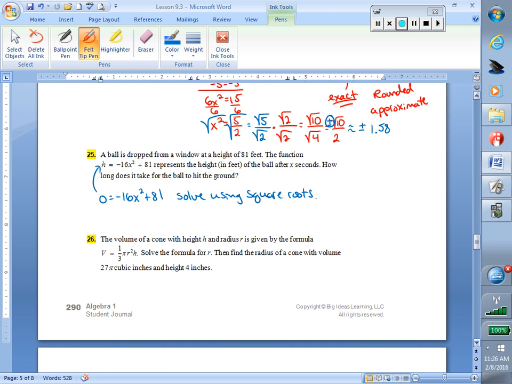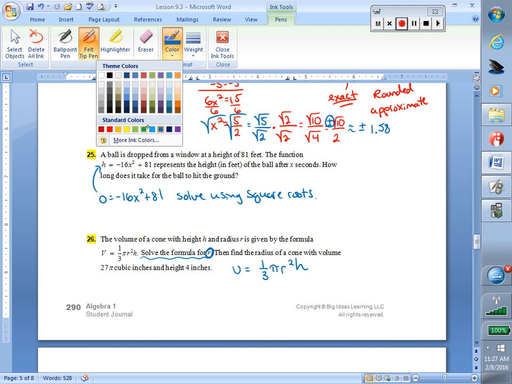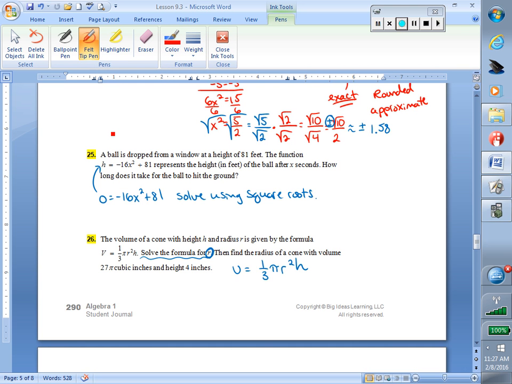Last but not least, 26. I just want to go through this piece with you of how to solve it for R. Solving a formula or an equation for a variable is something that we haven't done in a while. So if you want to get R by itself, we've got to move the 1/3, we've got to move the pi, we've got to move the h. We've got a lot of stuff going on. Let's start with the 1/3. I have 1/3 times all that stuff. How do I undo multiplying by a third? I know we're going to say divide by a third, and then things are going to get messy.